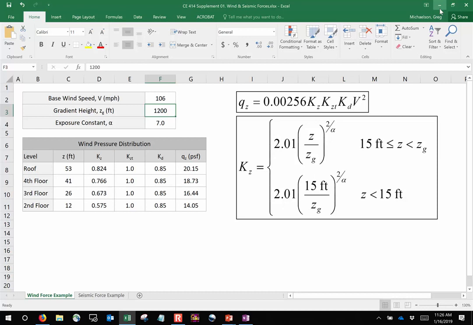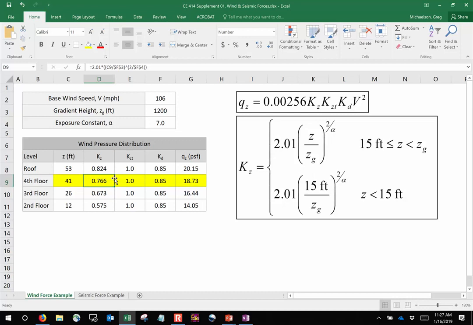So I have here a base wind speed of 106 miles per hour. I plug in the gradient height and the exposure constant, and you can see how the computation is pretty straightforward. Keep in mind this second row here, this was our row. And I mean, you can see it's everything that we just computed. We got a KZ value of 0.766, and then we got a QZ of 18.73. And so you just repeat that over and over again, for each story.